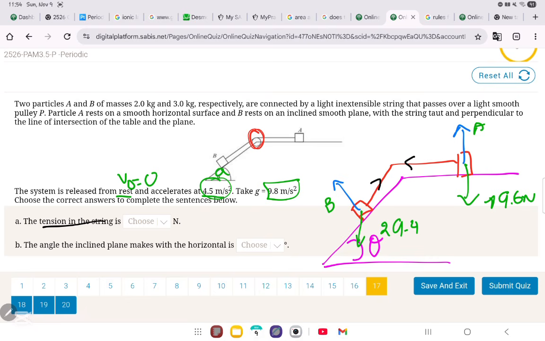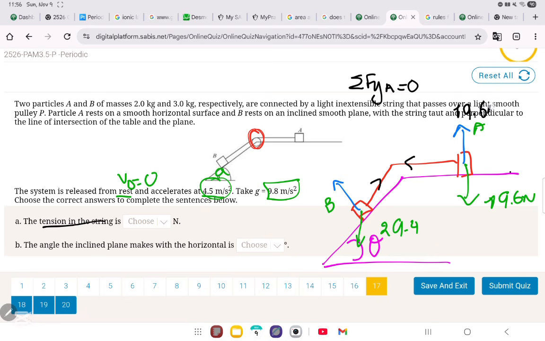So how do I find this tension? First of all, I can state that sigma Fy is equal to 0. So sigma Fy of A, let me be more specific, sigma Fy of A equals 0. Why? Because there's no forces with an angle, so there's no need to resolve anything. Sigma Fy of A equals 0 because it's not moving up, it's not moving down. What does this mean? This means the normal push of A is equal to the weight of A, which is m times g, which is 19.6 newtons.